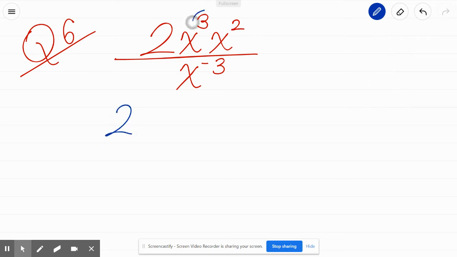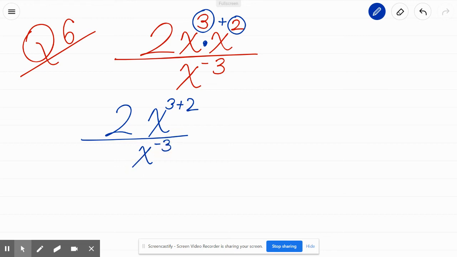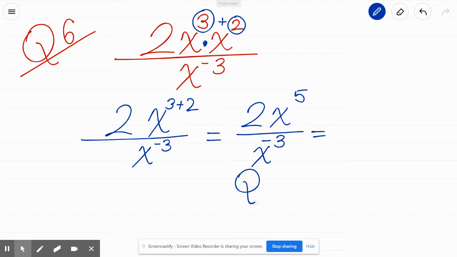Here, using the product rule, I can add the powers because the bases are the same and they're getting multiplied. So I can have 3 plus 2. I still have another x at the bottom with -3 power. Now, at least I combined the x's on the top. 3 plus 2 is 5 over x to the power of -3. Now I am going to apply the quotient rule because these two x's are getting divided. Here I applied the product rule.